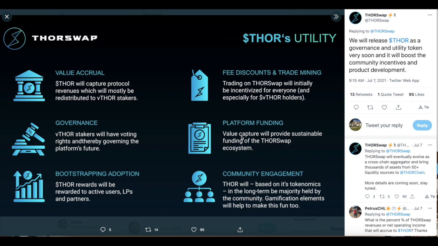And here is the utility of the Thor token. This token is going to be airdropped for early users and people who are active in the community. If you guys have been on this channel and participating in all the THORChain stuff, you guys would be considered active. So guys, stay tuned to the channel. But here's the use case of the token. First off, value accrual. It captures the protocol revenues. Second is governance. Third, it bootstraps adoption. So the Thor rewards will be given to active users and LPs and partners. Four, you'll get fee discounts and trade mining. So you'll basically just get rewarded for holding the token or using the token. Platform funding, so like making it better, and community engagement, so like we're making this video now.